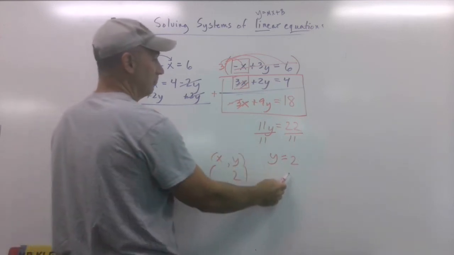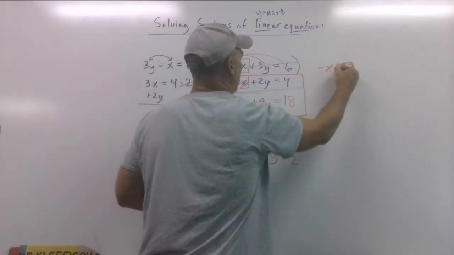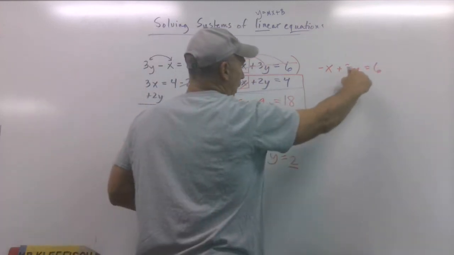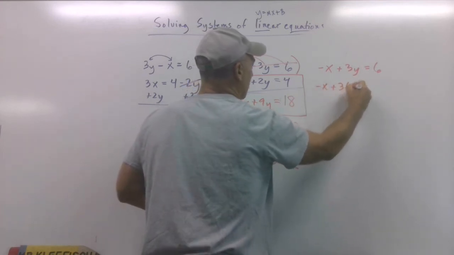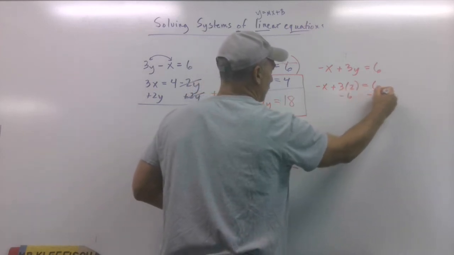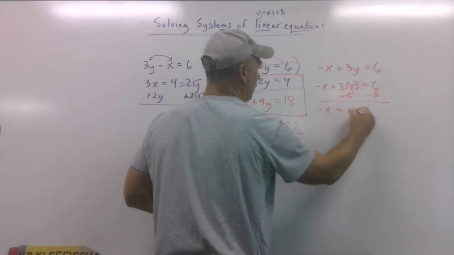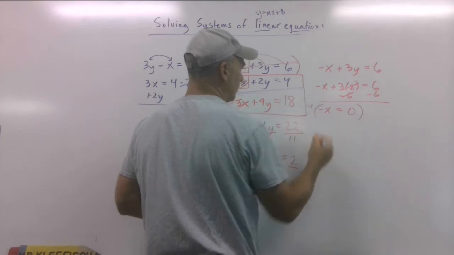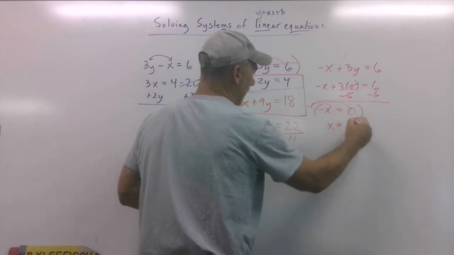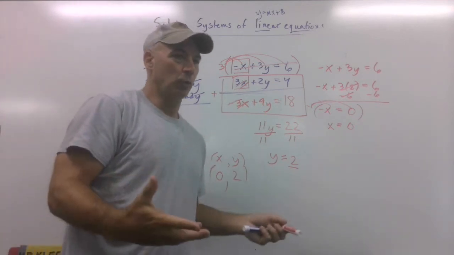How am I going to find x? We could put it in this one, or this one. I'm going to go back up to the top one, which says negative x plus 3y equals 6. Put the 2 in for y, so negative x plus 3 times 2 equals 6. And I know this is 6, so I'm going to subtract 6, and I get negative x equals, see these cancel, 0. Well, technically, if I multiply this by negative 1, that's what you're supposed to do, you get x equals, and I have to multiply both sides, I still get x is 0. So that would be my answer there, 0, 2. As you can see, it took a little more work.